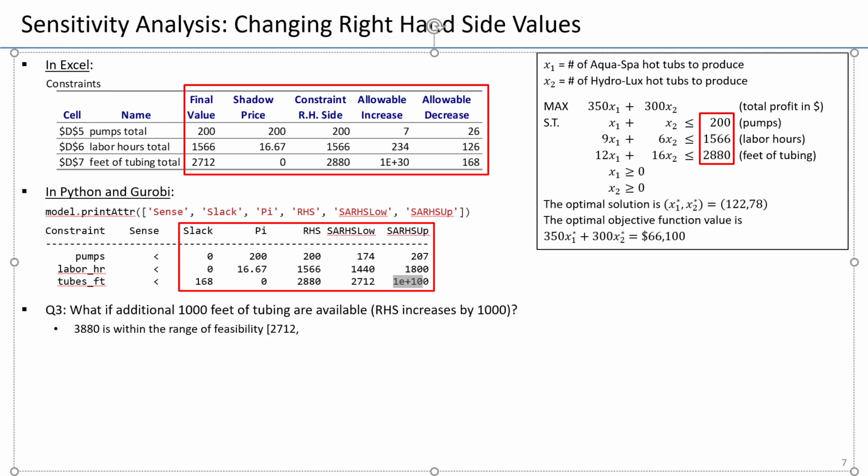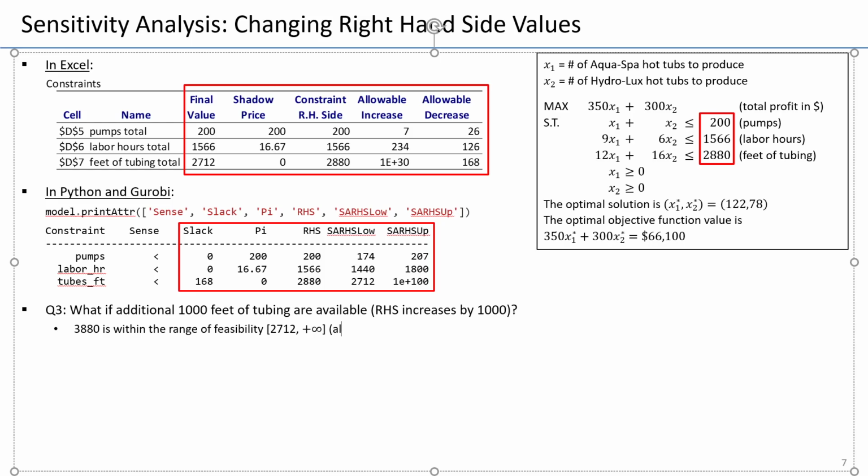Well, the solver says 1e plus 100, but that's like 1 with 100 zeros, right? And what the solver is trying to tell us is that this is plus infinity, right? There's no way to express infinity, but the solver can put a very large number to indicate the same thing. So this means that we can increase up to infinity, and the shadow price can be used within this range, with the right-hand side increasing all the way to infinity, so without any limit.